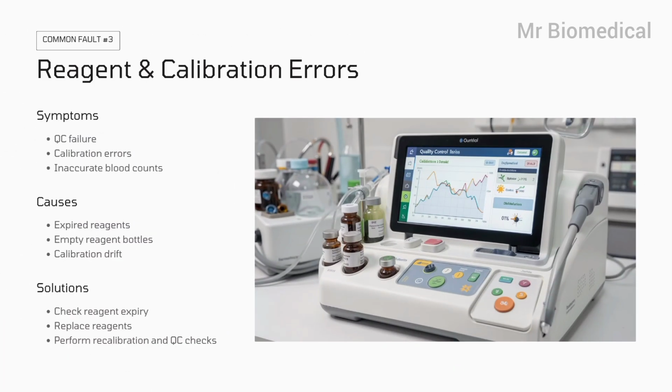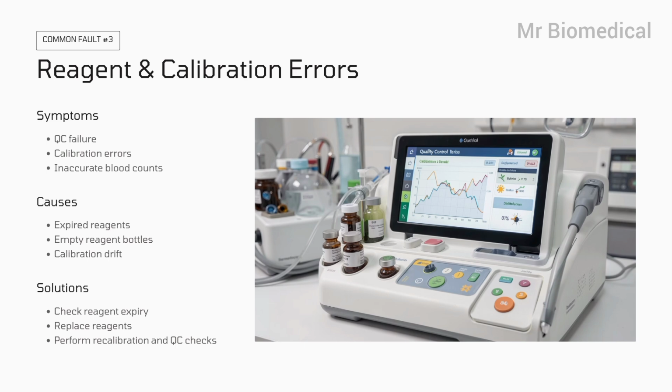Another critical issue involves reagents and calibration. If the analyzer fails quality control checks or produces inaccurate blood counts, reagent-related problems should be suspected. The reagent might be expired, empty reagent bottles might have been used, or calibration drift; these are common causes.